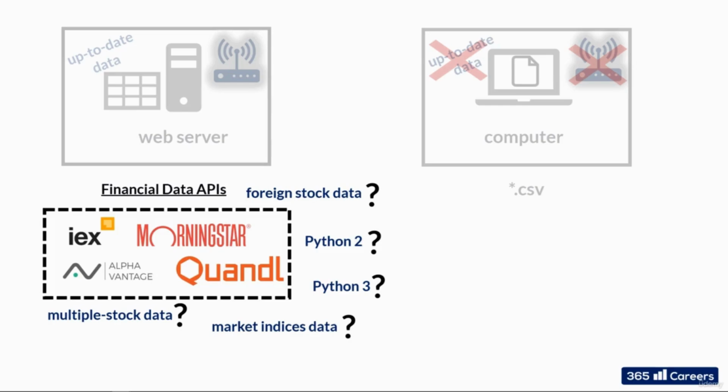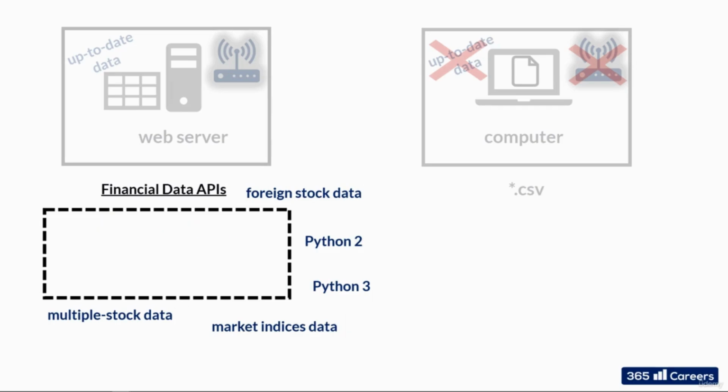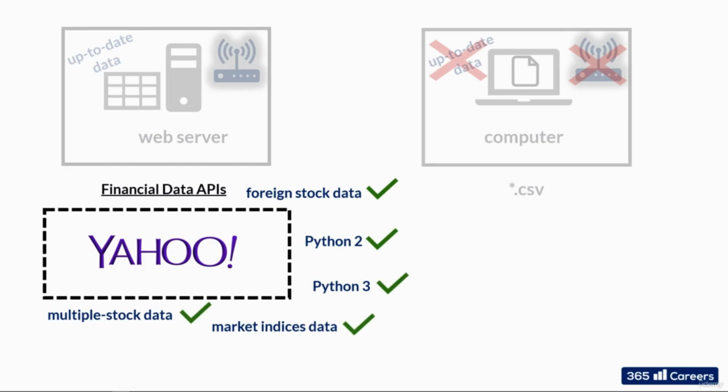Actually, there is a free API, the Yahoo Finance API, which provides all of the above-mentioned types of data, and it does that for any version of Python. Being perfect for the objectives, it is the API on which we have based our entire course. That's why, as you proceed, you will see we have used Yahoo as a data source in our code.